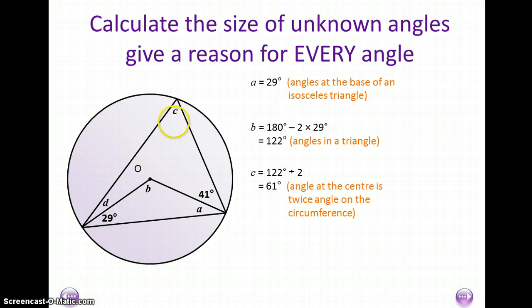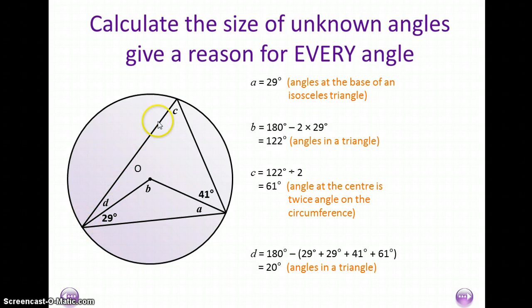Angle C, this one up here, is 61 degrees, because angles at the centre are twice the angle at the circumference. So if B is 122 degrees, C must be half of that, i.e. 61 degrees. And finally, angle D, this angle here.